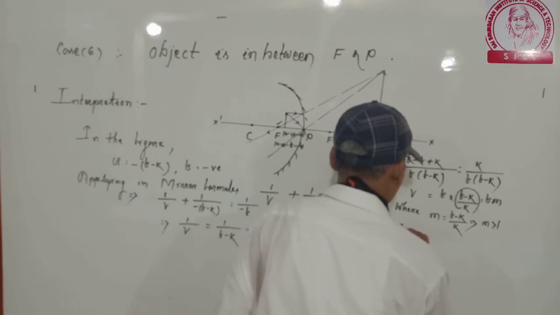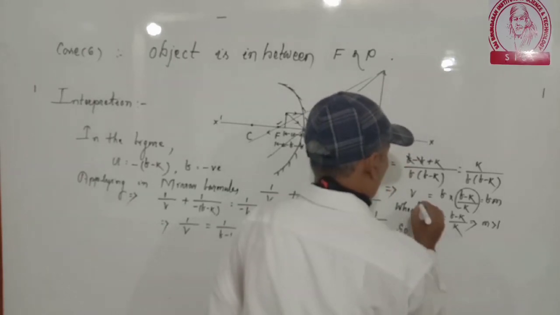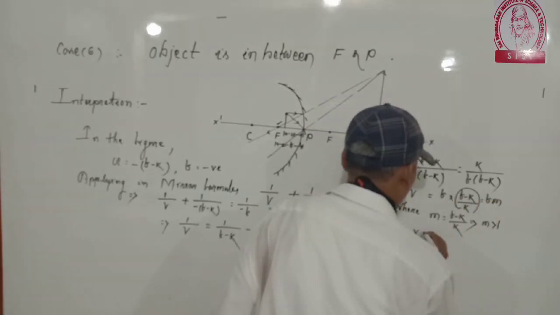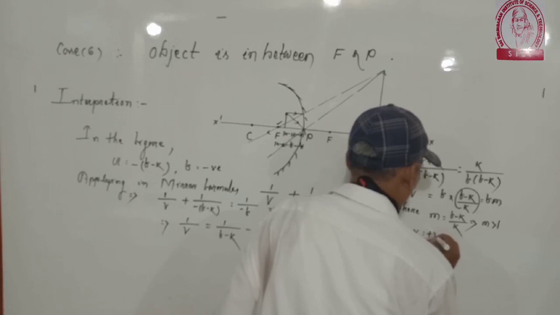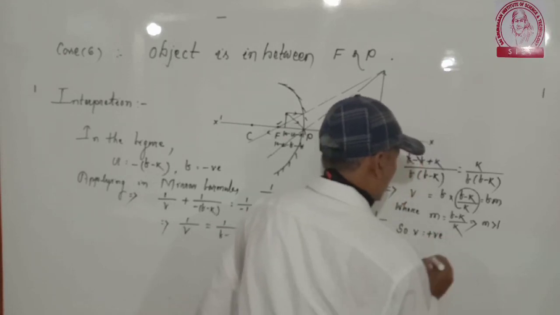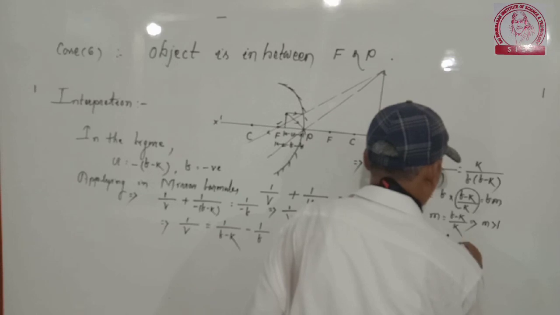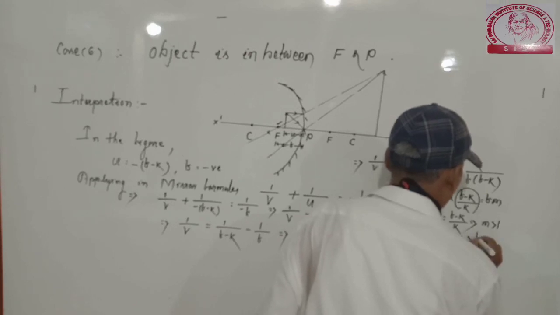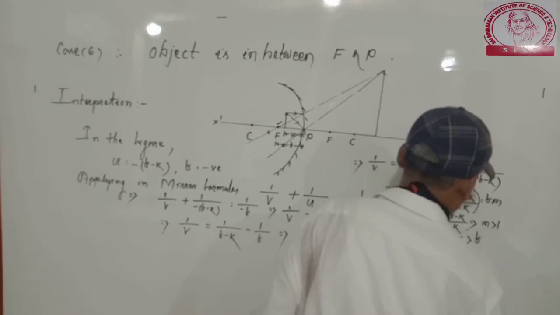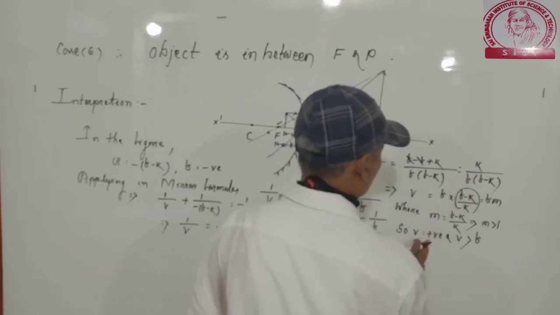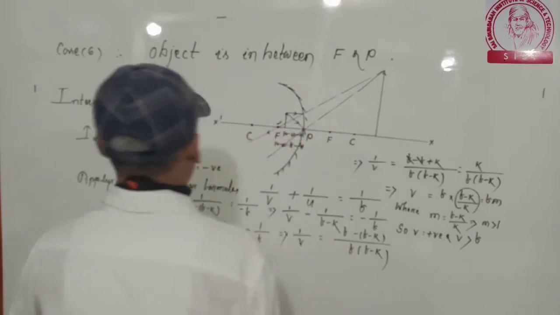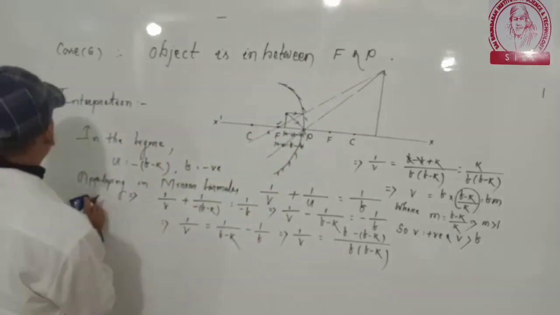So v, you see, it is positive. So v is equal to positive and v is greater than f. v is positive and v is greater than f. Just write down.